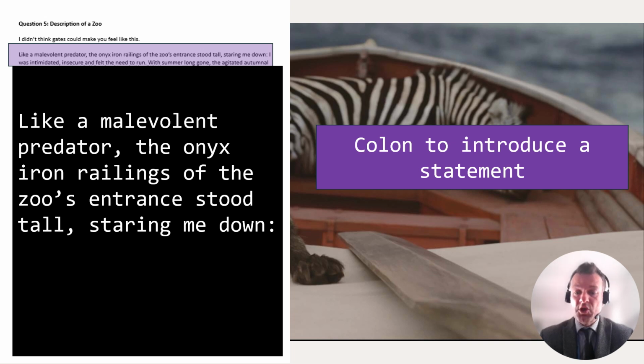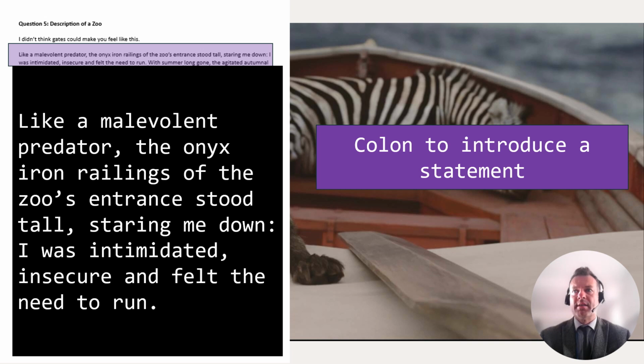Now, I could put a full stop there. That would make sense on its own. But what I'm going to do is I'm going to extend it further with this statement: "I was intimidated, insecure, and felt the need to run." And you can see there the principles of using a colon for a statement.